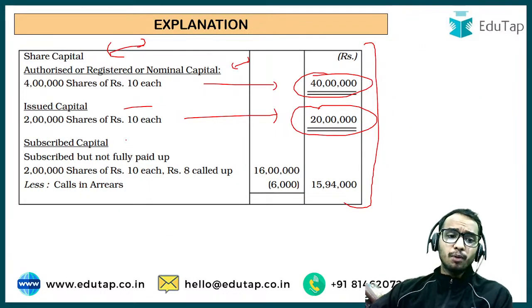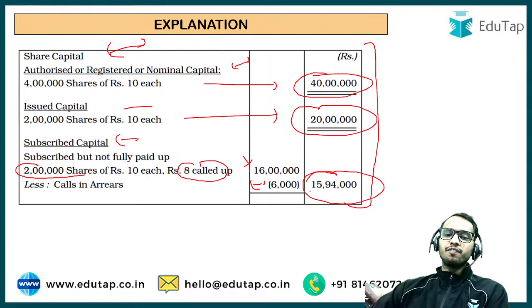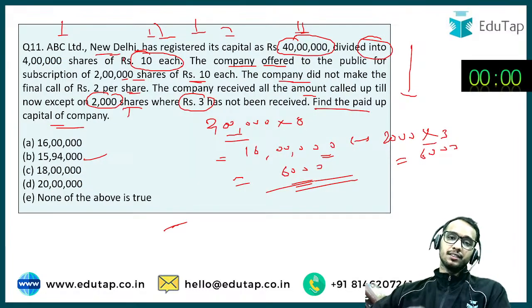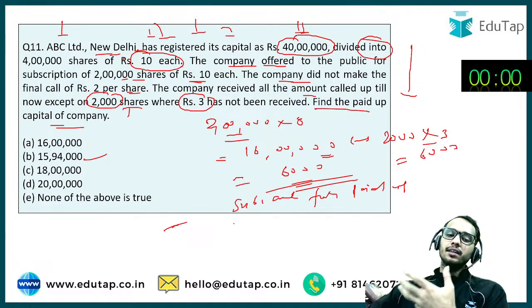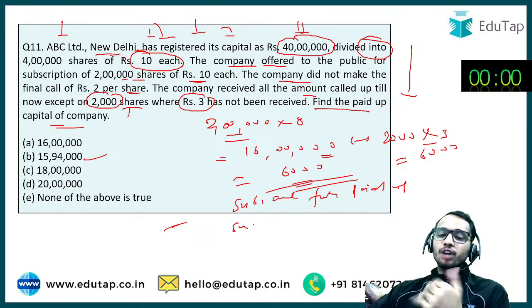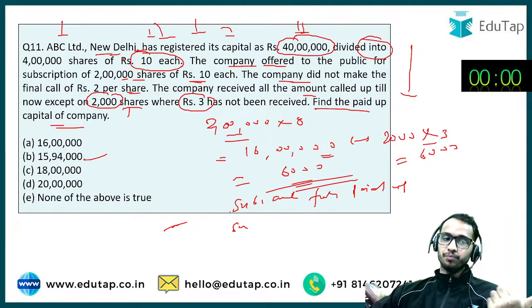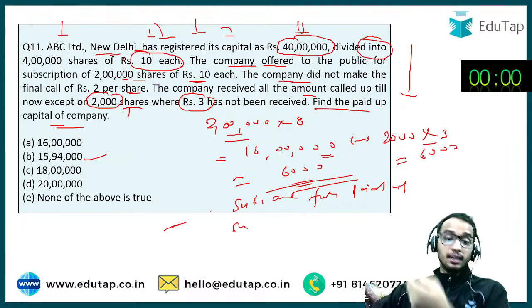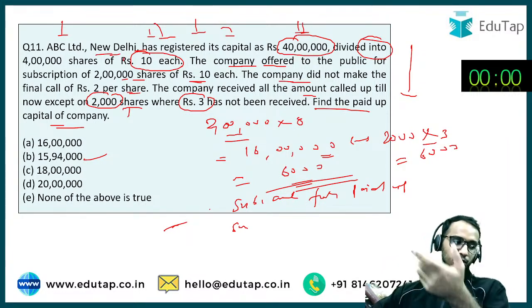Now let's talk about subscribed capital. So 2 lakh shares we have discussed, but only 8 called up. So we have done the calculation, 16 lakh minus calls in arrears, 15,94,000. Acha, now you tell me, this 15,94,000 would be in what? In which category? Subscribed and fully paid up, or we should write it in subscribed but not fully paid up. In which category we are going to write this 15,94,000? You tell me in the chat section. This 15,94,000 would be under what? Subscribed and fully paid up, or subscribed but not fully paid up? You tell me in the chat section.